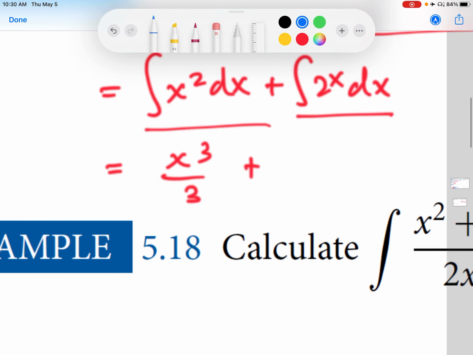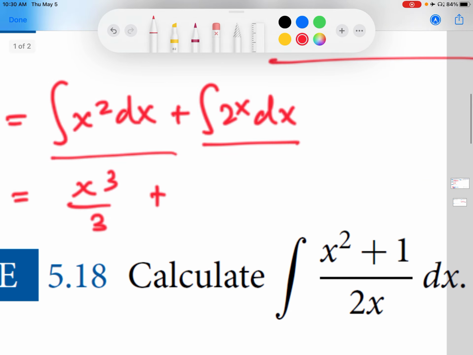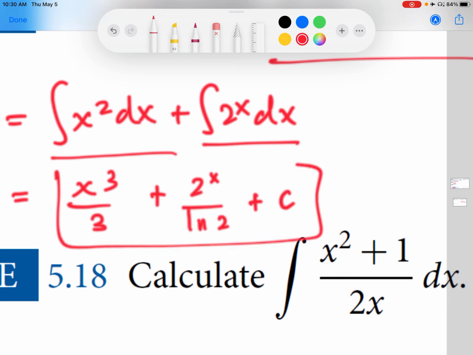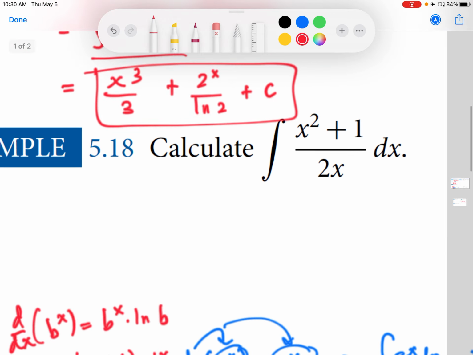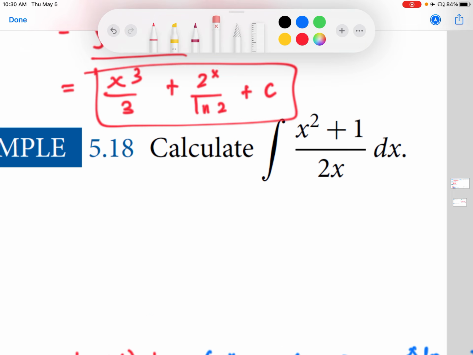Okay, so to apply that up here, integrating 2 to the x would be 2 to the x divided by natural log of 2, and then we have our plus c, and that is our answer. Great, so we're doing these pretty speedily because I'm starting simple here. So now let's calculate this one that we see, x squared plus 1 divided by 2x.